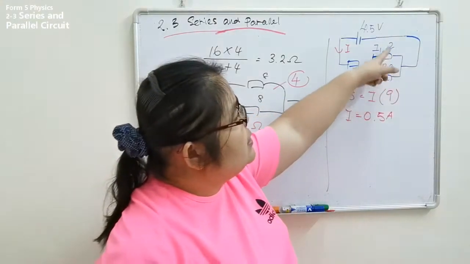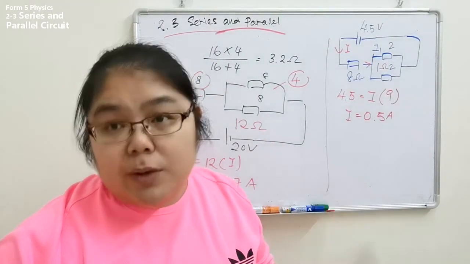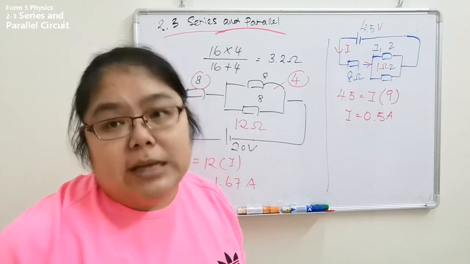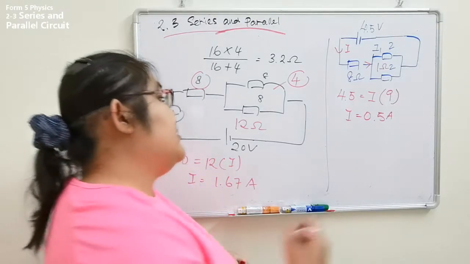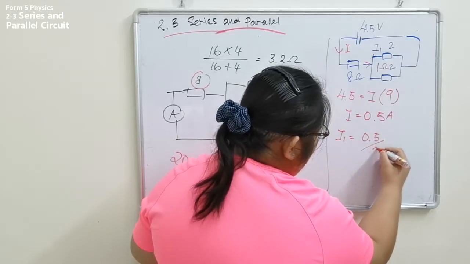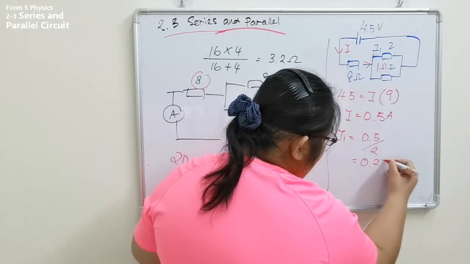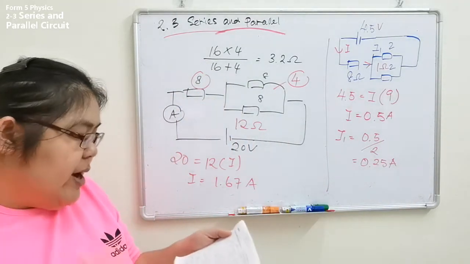Now, is the second resistance also 2 ohm? If the second resistance is also 2 ohm, then we just divide by 2, because your resistance is the same. So we just share the same for both. I take I1 as 0.5 divided by 2, so the answer is 0.25 ampere. Okay, this one is the second one.